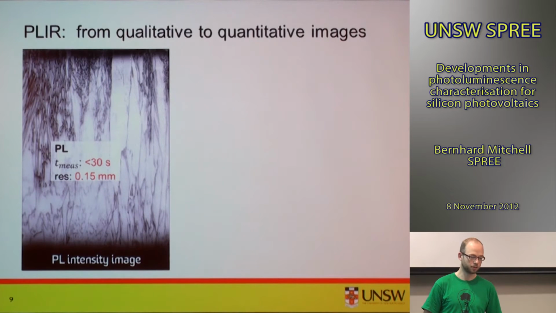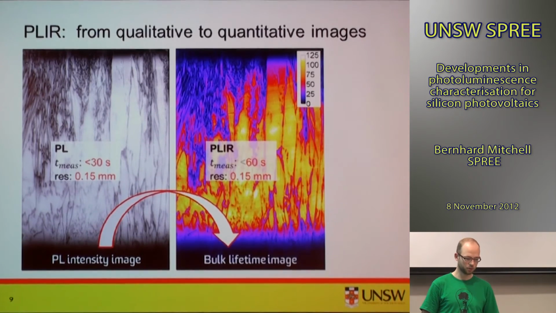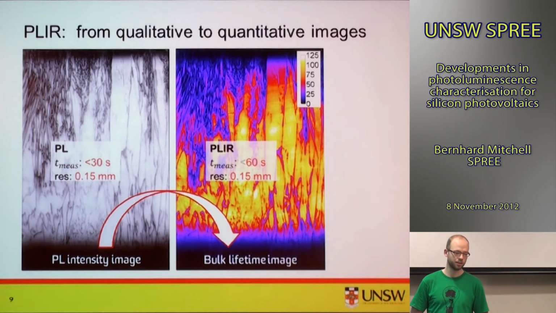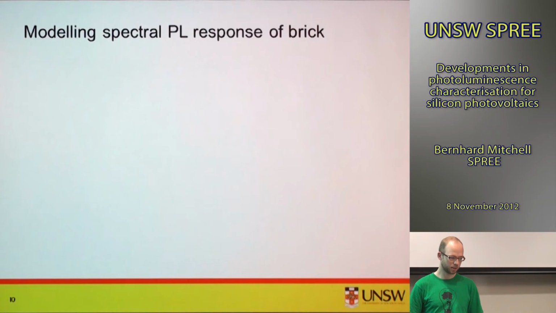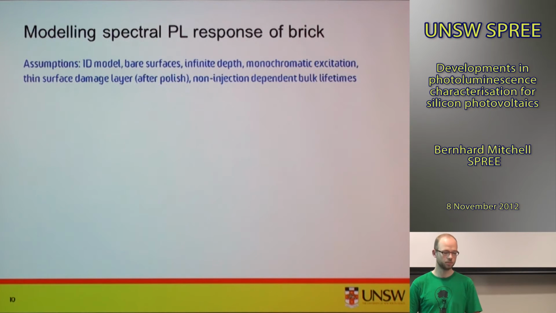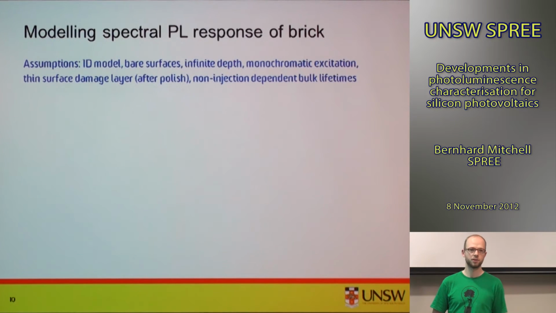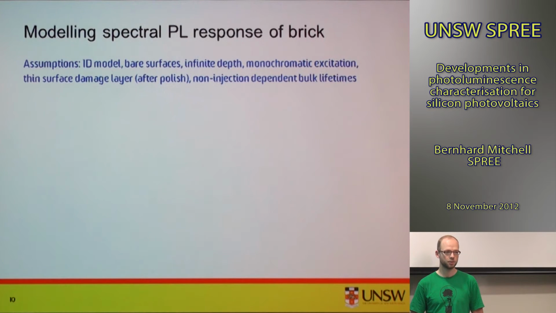We can already see on the qualitative image the crystal structure, basically effective lifetime, and high impurity zones. But if we then want to go to a quantitative image, here a bulk lifetime image, we need to feed in some physical modeling in order to quantify the pure intensity images. So we model the spectral PL response of a brick. We now not just look at the pure intensity, we look at the spectrum of the PL and quantify that with a physical model behind it.